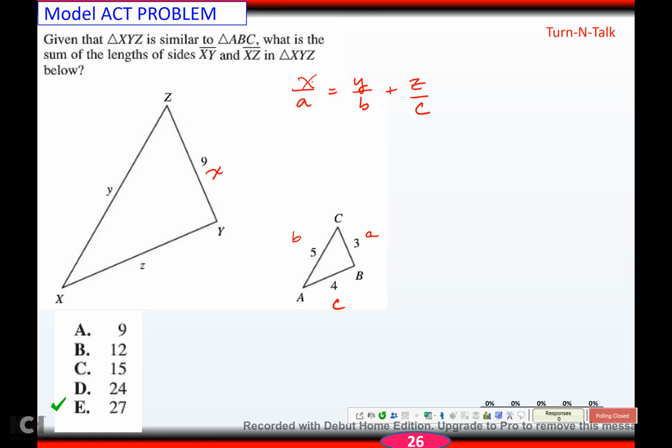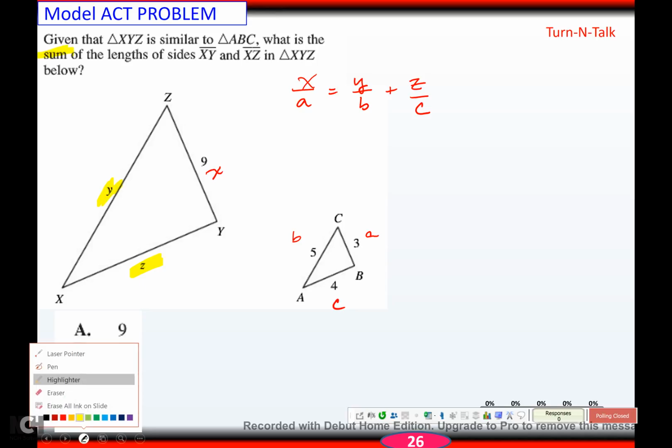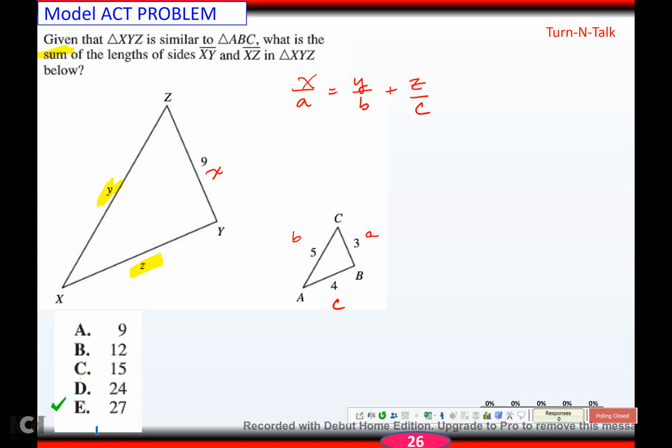Okay, so let's see what I know. What are they trying to find? The sum of the lengths of y and z. So I want to take z and y and add them up, which means I have to find them first.